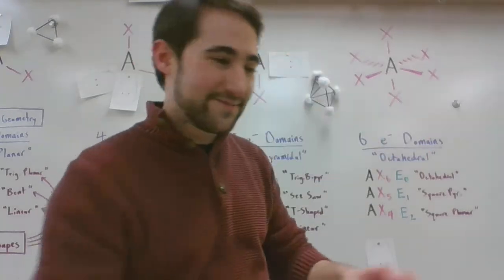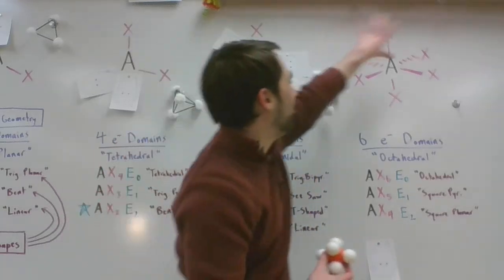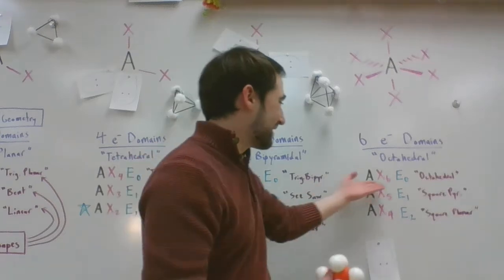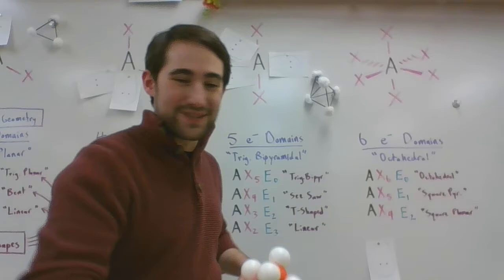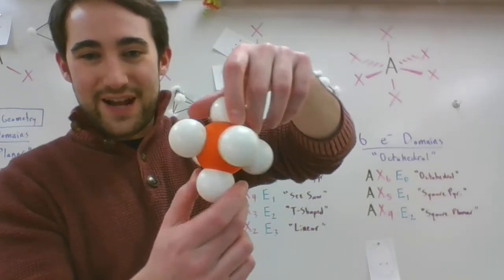It's something like this. As a molecule, if all 6 of these are bonded atoms, AX6E0, or just AX6, would be octahedral also. Its molecular shape is the same as the electron geometry. So you get something like this, where you've got 4 atoms around the center.